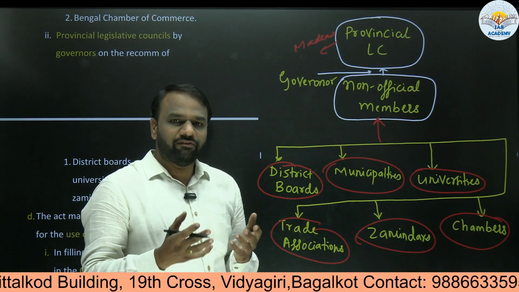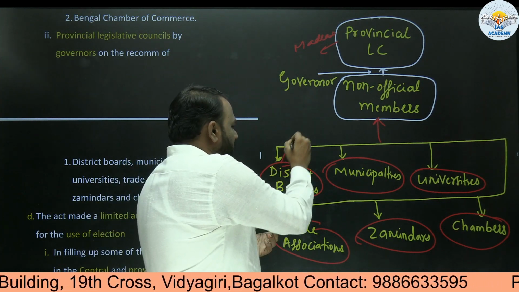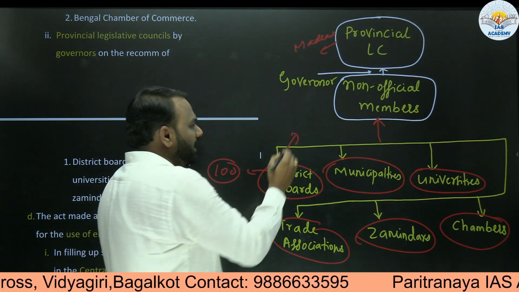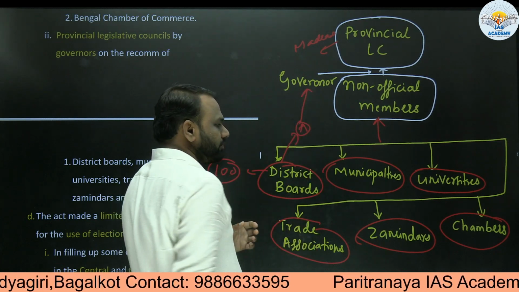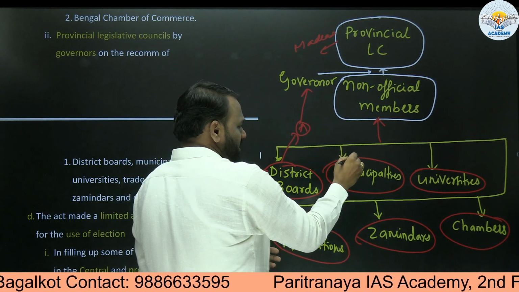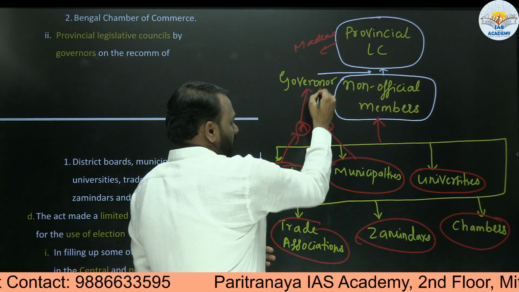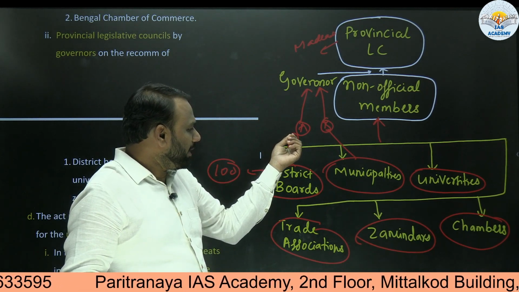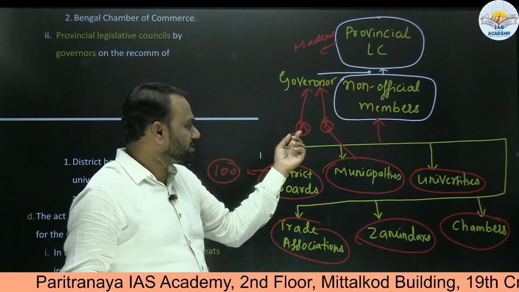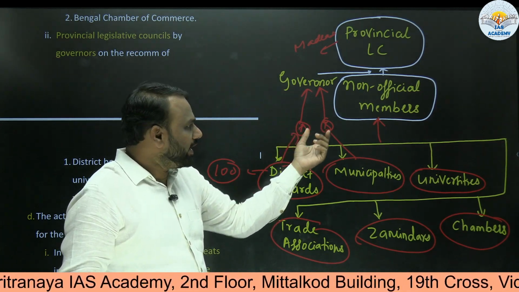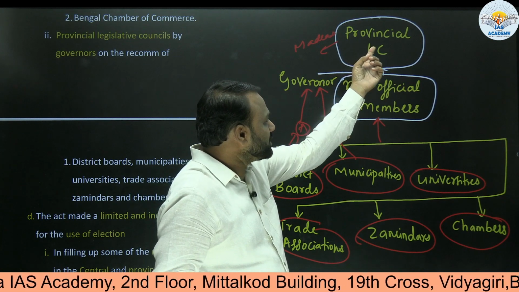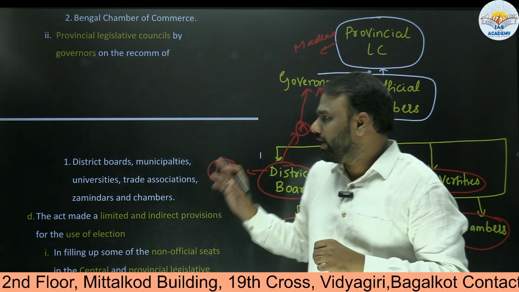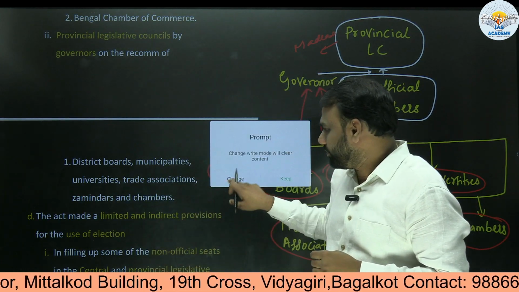So all the district boards, what will they do? Recommend a particular person. Let us assume district boards have totally around 100 people. So all these 100 people together will recommend a person A to governor. Similarly, municipalities will decide and recommend a person B to governor. Similarly, universities, trade unions, etc. So the people recommended by district boards, municipalities, etc., for example, persons A and B, will be nominated as non-official members of Madras Provincial Legislative Council. So again, a very important provision. This important provision was also added through Indian Councils Act of 1892.